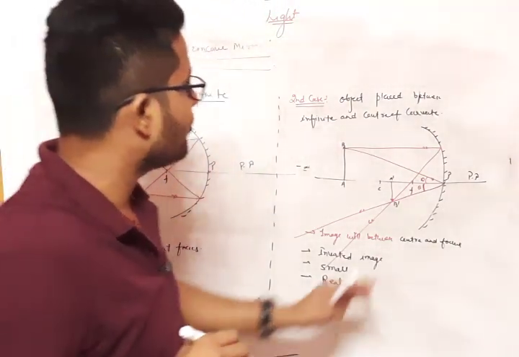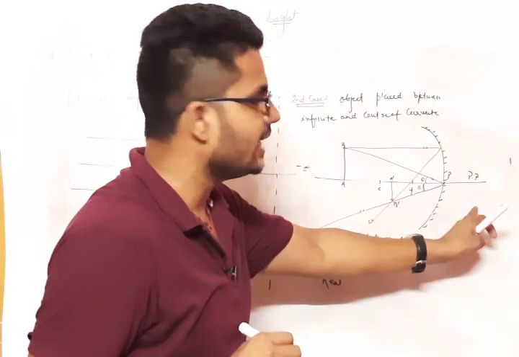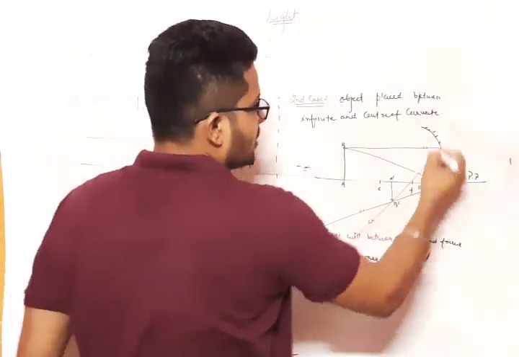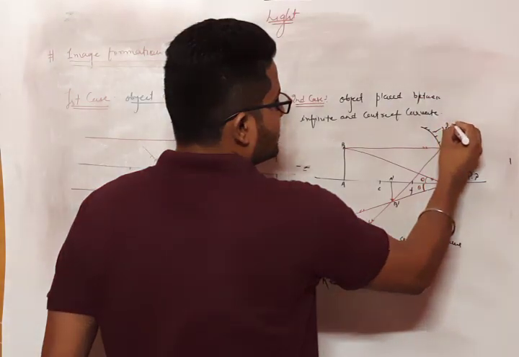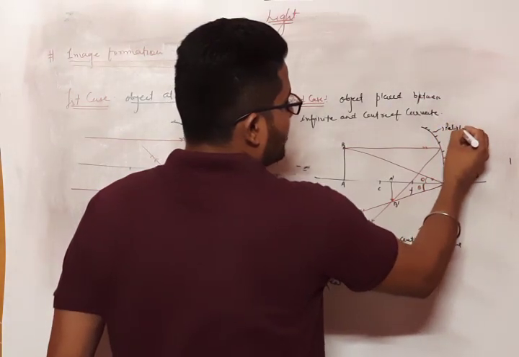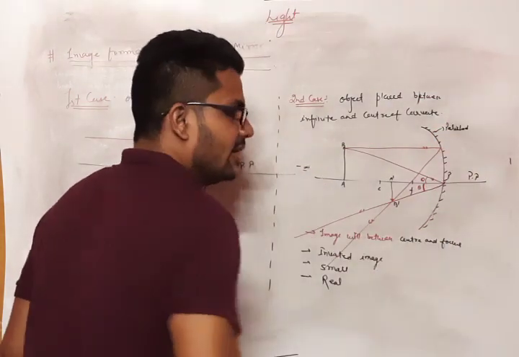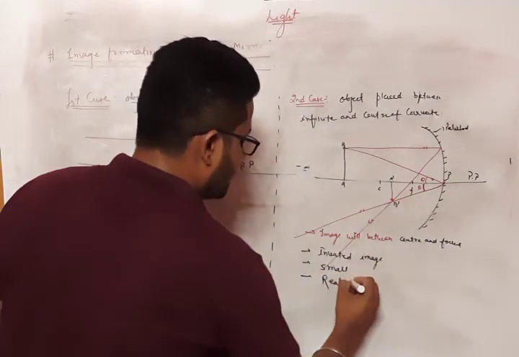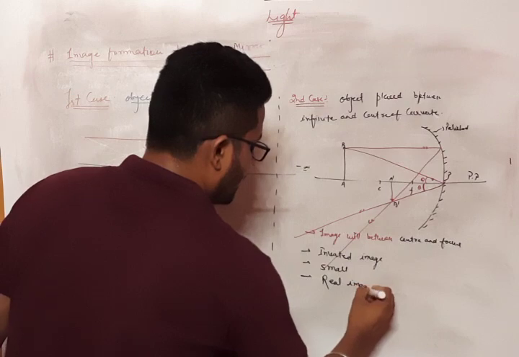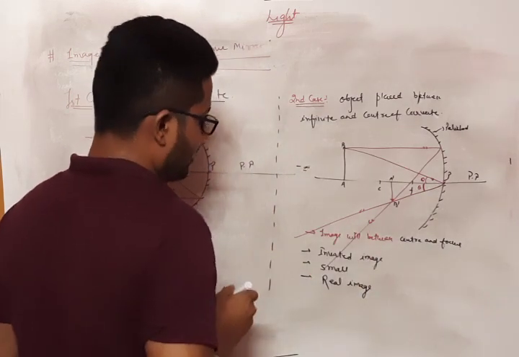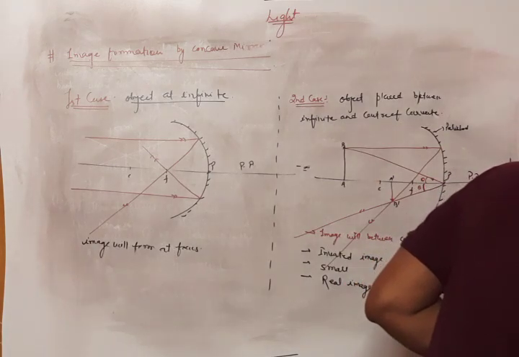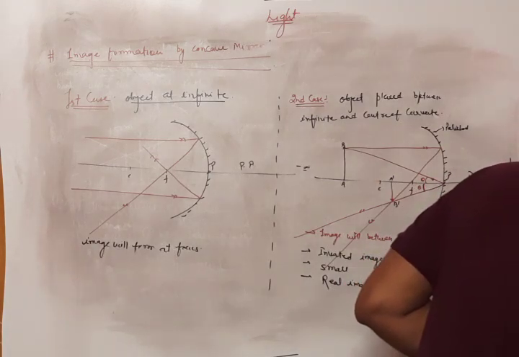If the image forms beyond the mirror, on this side, then it will be a virtual image, because this side is polished. So if the image forms on this side, that will be a virtual image. Okay beta, so this is a real image, small image and inverted. Okay beta, so this is the basic information about the image.